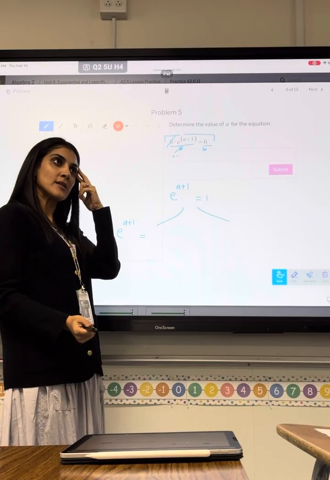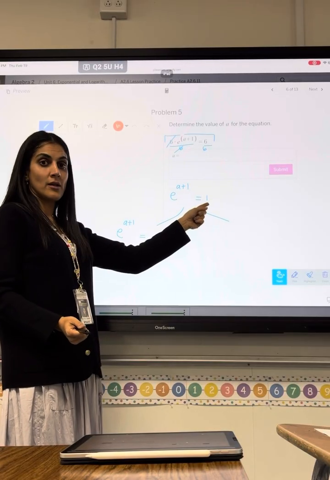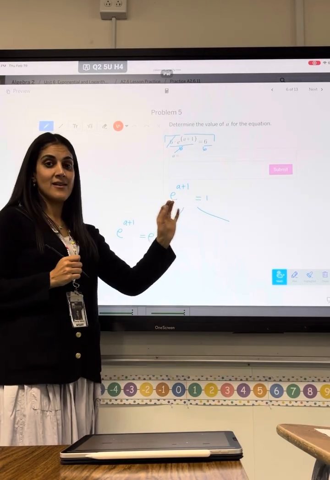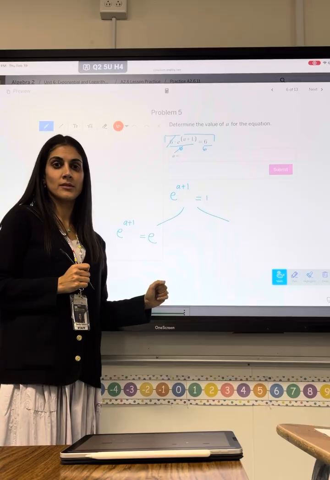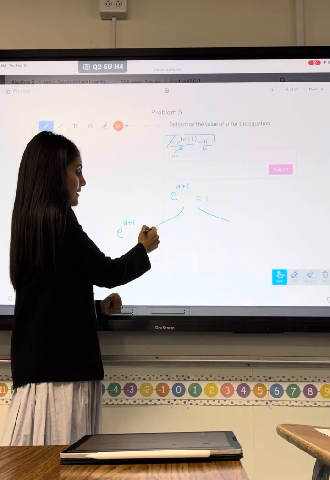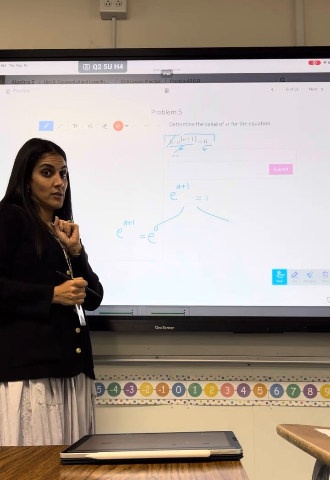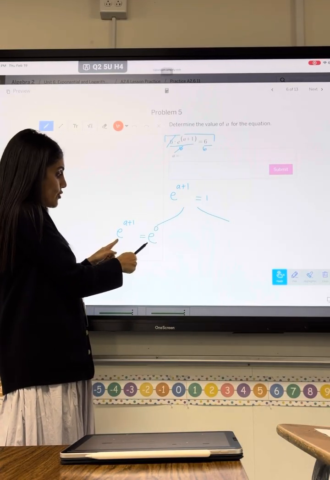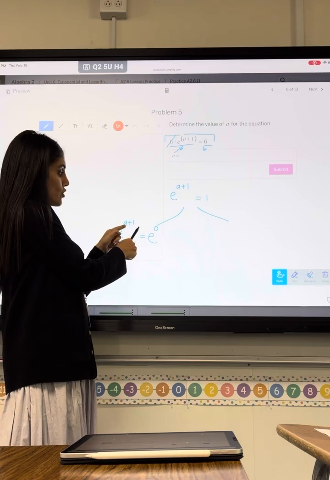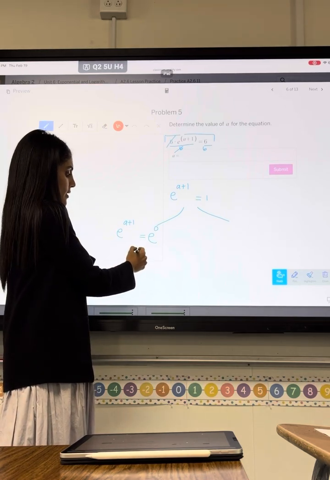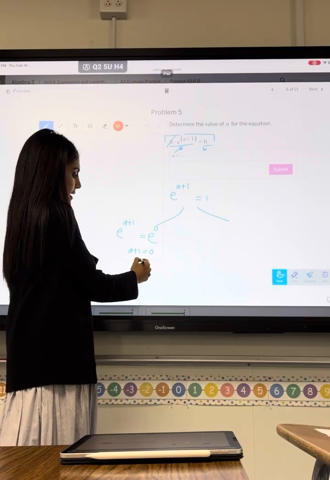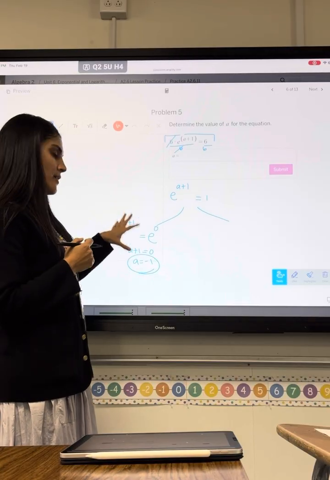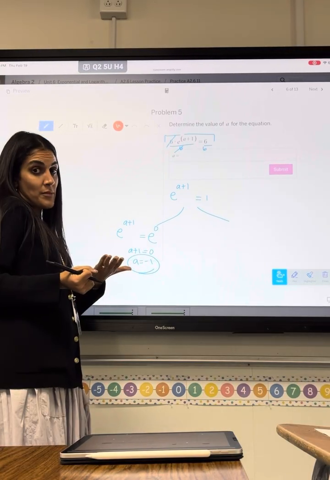So the question is, can I write 1 as a base of e? And if that 1 were any number other than 1, I would say probably not. However, anything to the 0 power is 1, all right? So you could write the 1 as e to the 0, and now you have the bases matching, so you just need your exponents to match. A plus 1 equals 0. That makes a negative 1, all right? Okay. Simpler, maybe tricky to see.